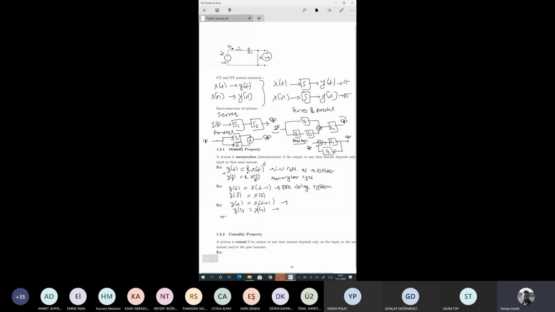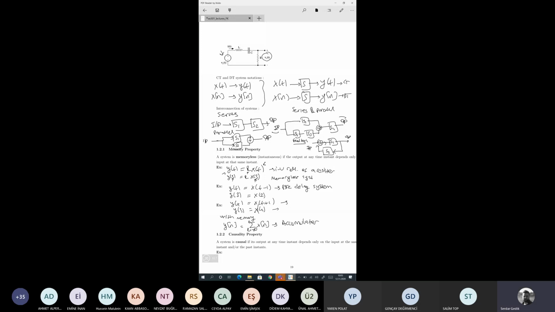Another system with memory may be the discrete time accumulator. So y of n is equal to the summation over k from minus infinity to n of x of k. So this is an accumulator, and it sums, what does it do? It sums previous values of x of n, right? So this system with memory, this accumulator, simply sums previous x of n values. Of course, this needs a memory to find y of n.